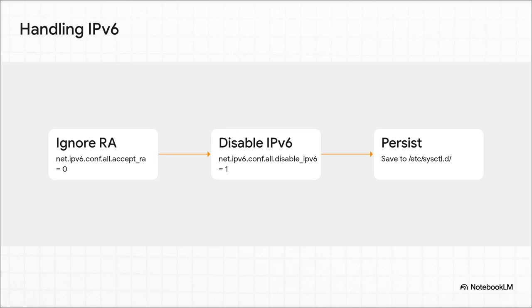You can follow these simple steps to ignore router advertisements, disable the protocol entirely, and persist those settings. So many admins build this perfectly secure IPv4 stack while completely forgetting that IPv6 is just quietly listening in the background. And once you have tuned all these parameters, the single most important step is to write them to a config file inside the /etc/sysctl.d directory. That guarantees your fortress rebuilds its defenses automatically every time the server reboots.